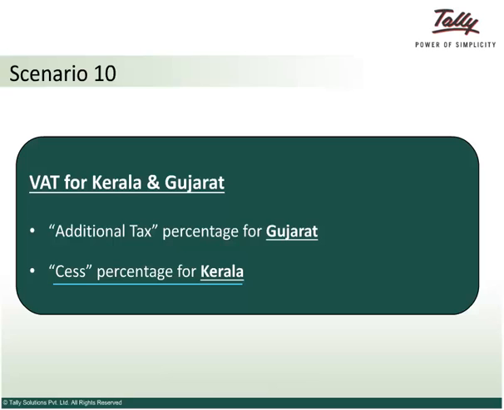Similarly, cess is applicable in Kerala. When the state is selected as Kerala in the company creation screen, cess can be defined either at the company level or at the ledger level as suitable for a business. Cess, unlike additional tax, is charged on VAT value and not on item assessable value. Let us see how this requirement has been handled in Tally.ERP9.